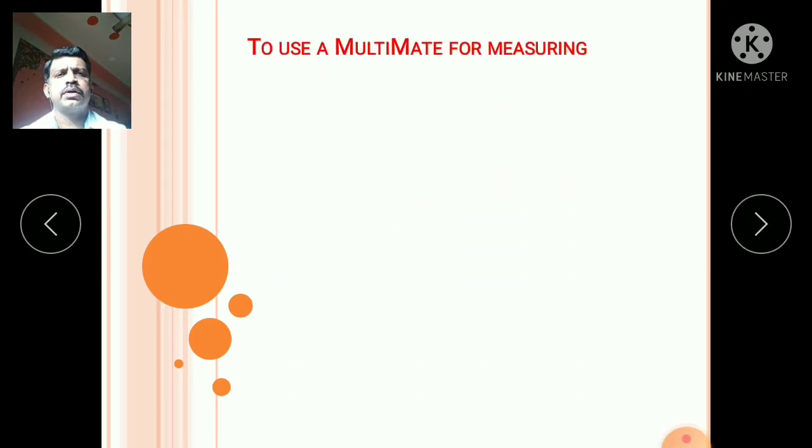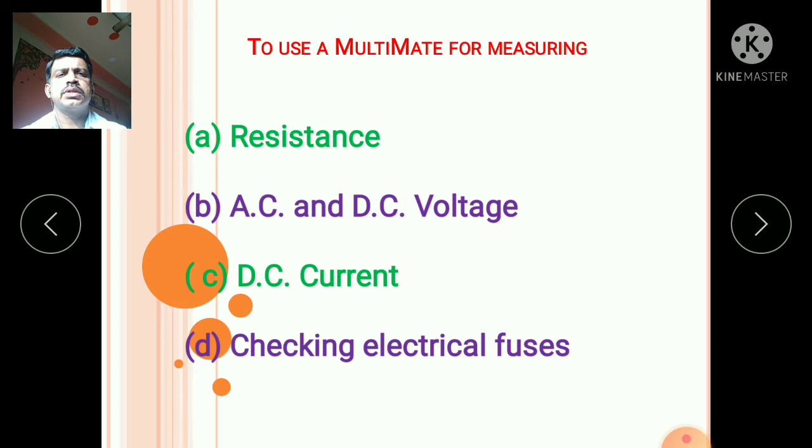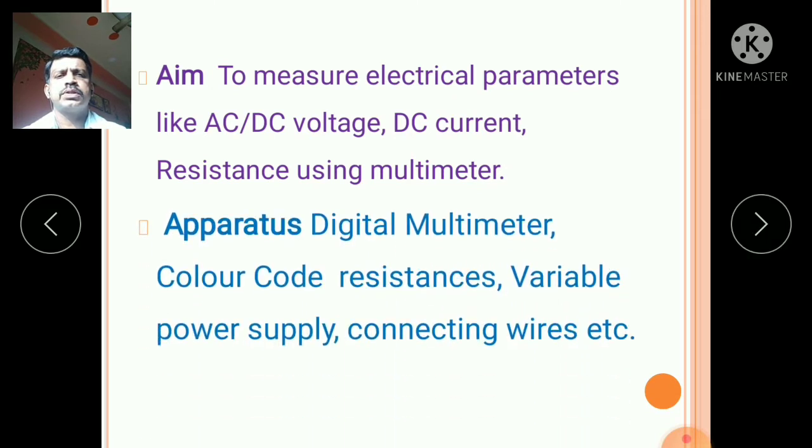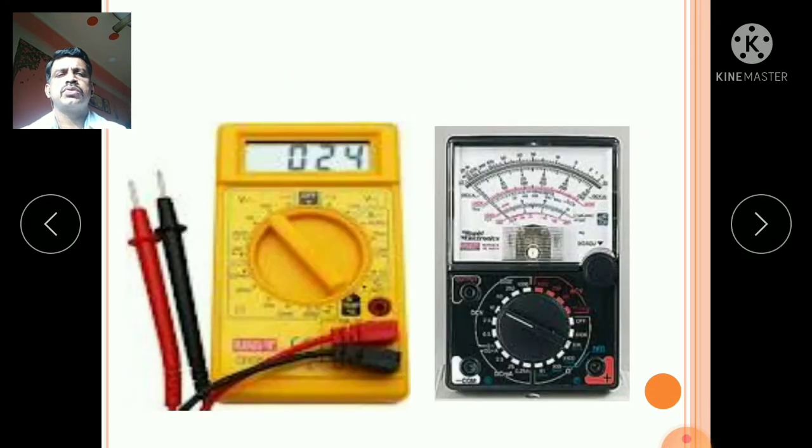Today we see the practical use of a multimeter for measuring resistance, AC and DC voltage, DC current, and checking electrical fuses. To measure electrical quantities like DC voltage, DC current, and resistance, we need a digital multimeter, color code resistances, a variable power supply, and connecting wires. These are the two different types of multimeters.